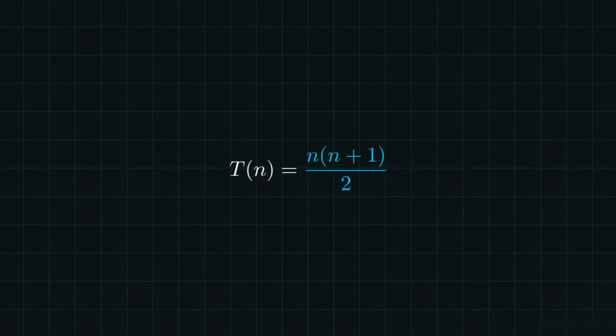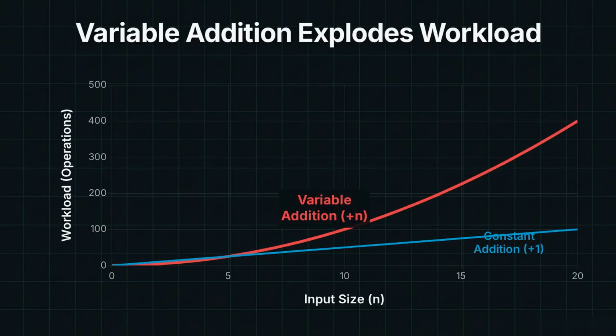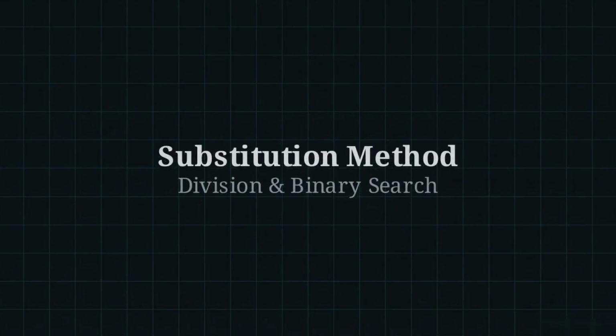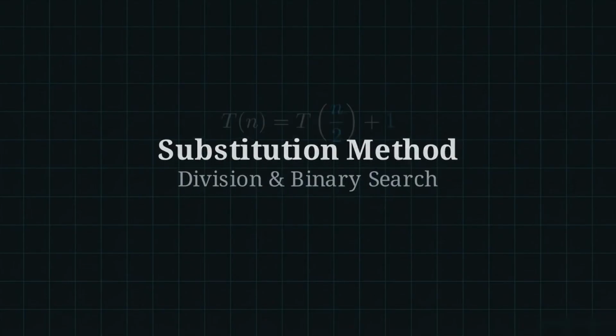Because we are adding a linear sequence of numbers, the total work is defined by the arithmetic series formula, n times (n+1) over 2. When we simplify this expression, the n squared term determines the growth rate. This means the time complexity for this recurrence is big theta of n squared. By changing a constant addition to a variable addition, the workload shifts from a linear growth rate to a quadratic curve. In many algorithms, like binary search, we divide the problem size rather than subtracting from it.